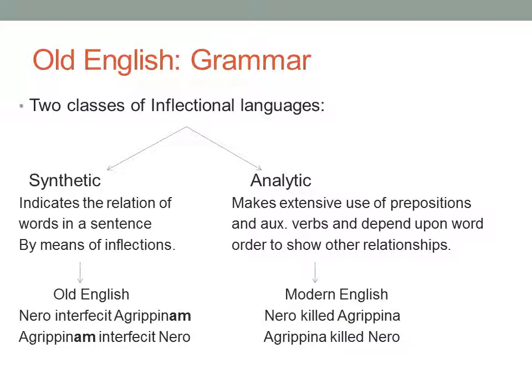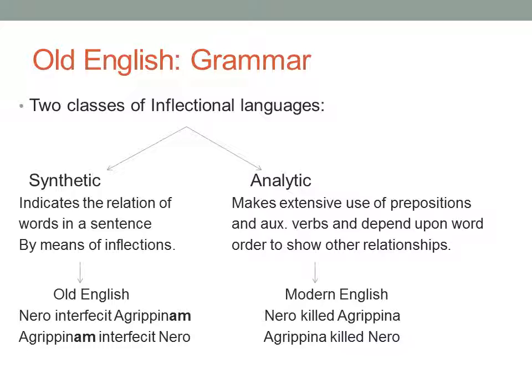So we can see here that in these two sentences, Nero interfacit Agrippinam and Agrippinam interfacit Nero, there was no such dependence on the word order. If we say Nero interfacit Agrippinam or Agrippinam interfacit Nero, the meaning of the sentence remained the same. The reason was that Nero in this case was in the nominative case, and the am in Agrippinam suggests the accusative case. So no matter where these words stand, the meaning remained the same.